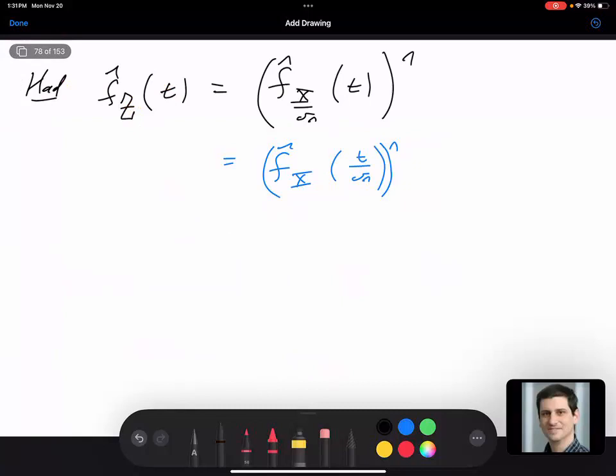Now, this is progress. Why is this progress? Well, let's look at f hat of, I'll use y. Is it okay to use y here?